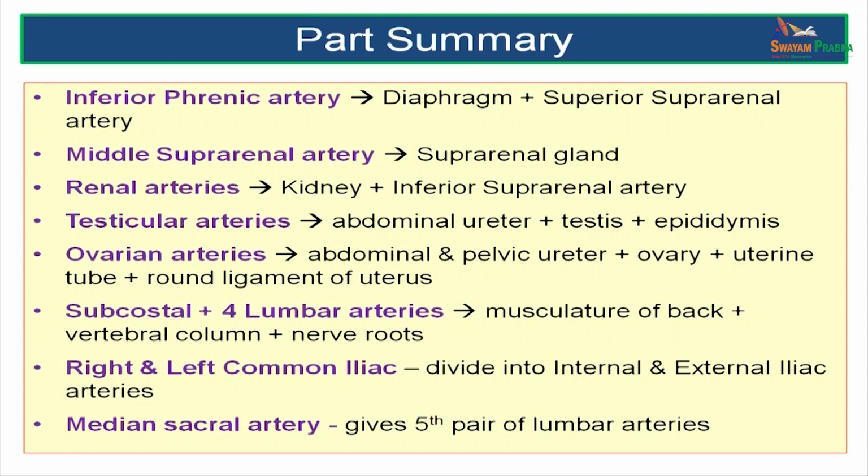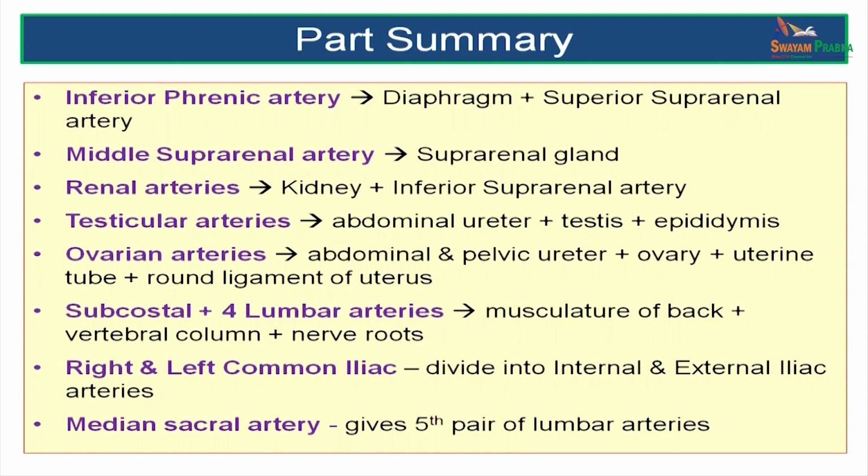There can be gonadal vessels, the testicular arteries or the ovarian arteries. Testicular arteries supply abdominal ureter, the testis and epididymis. The ovarian arteries supply the abdominal and pelvic ureter, ovary, uterine tube and round ligament of uterus.